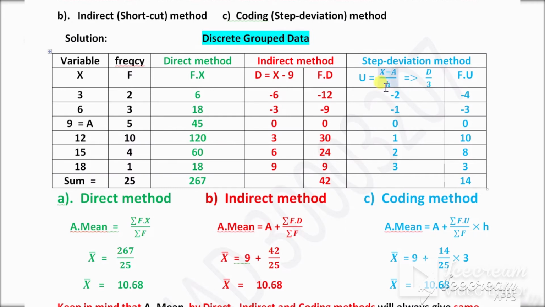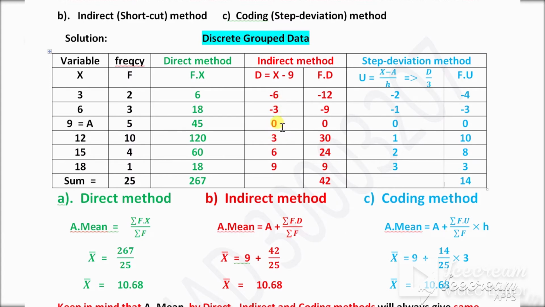H is 3. What does h mean? H is a common difference. Common difference here is d. What is the least common difference? 3. Ignore the negative sign. Here the difference is 3. 3 is the least difference or common difference.